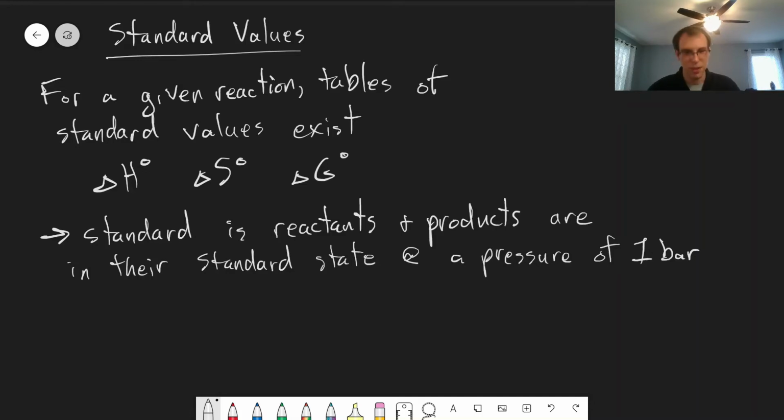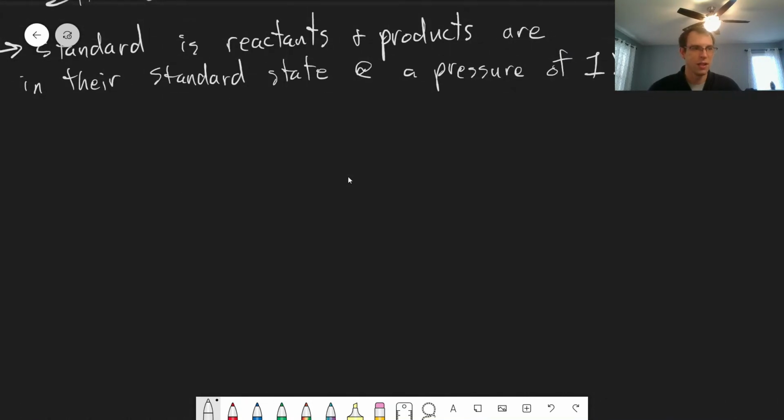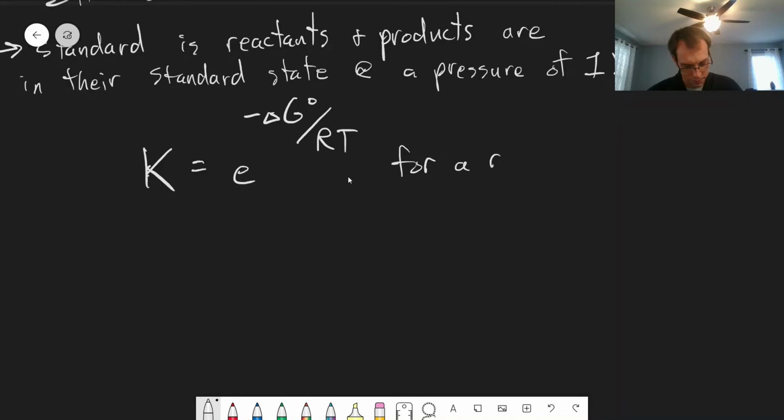Specifically, the relationship that we care about, and what all of this was leading up to, is that the equilibrium constant for a reaction, K, is equal to the exponential of negative delta G naught, the standard change in Gibbs free energy, divided by R, the ideal gas constant, times T, the temperature in Kelvin. So this is for a reaction. This is the important relationship that we've been leading up to.